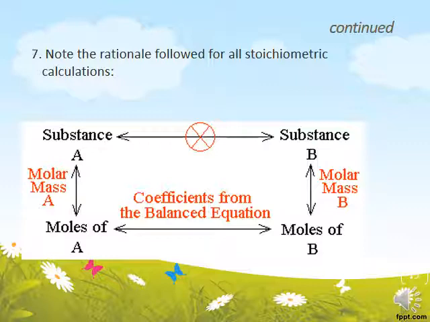So this is the summary. We use the coefficients from the balanced equation to solve for moles between reactants, and also between reactants and products. Using molar mass, we can find the mass of the substance.